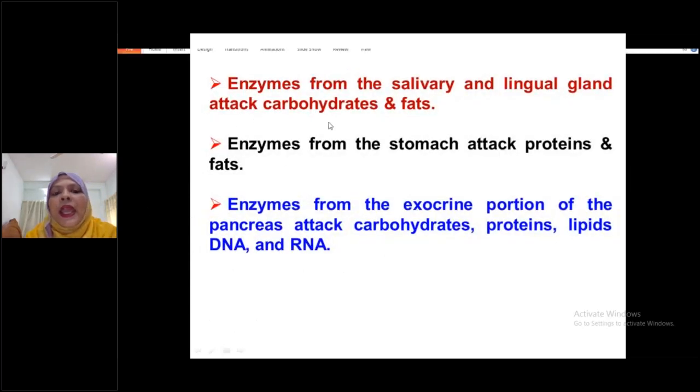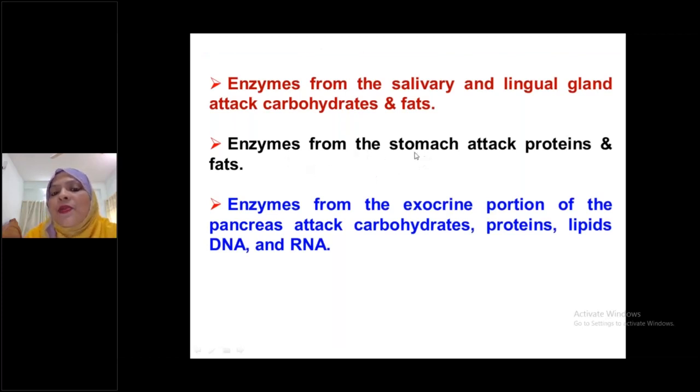Now, enzymes from the salivary and lingual gland attack carbohydrate and fat. Do you know that no proteolytic enzyme is present in saliva? So enzymes from the salivary and lingual gland attack carbohydrates and fats. Enzymes from the stomach attack protein and fat. That is, no carbohydrate splitting enzyme or amylolytic enzyme is present in gastric juice. This is the real thing.